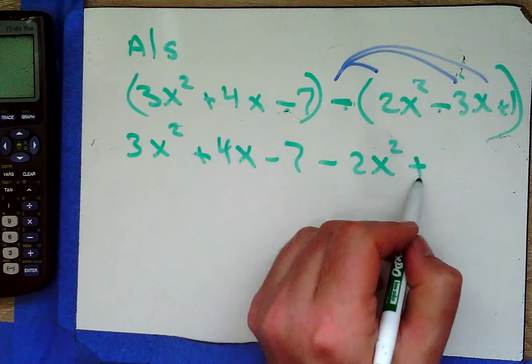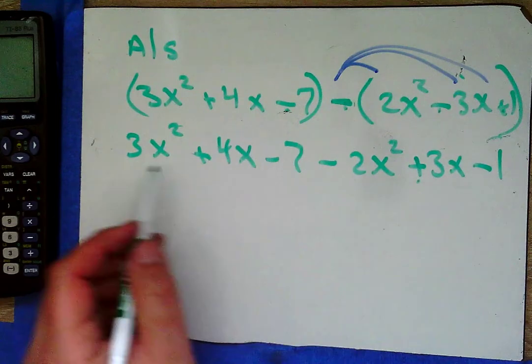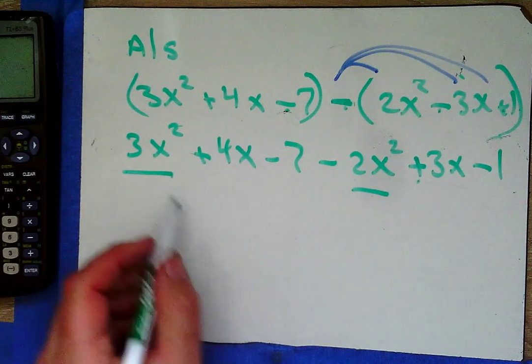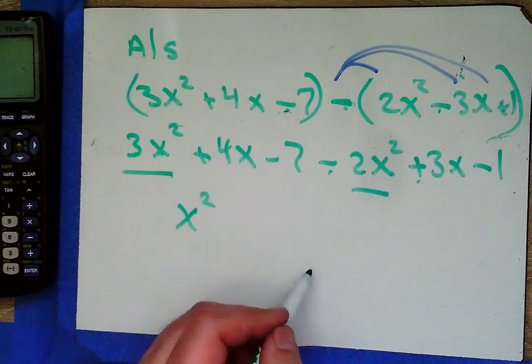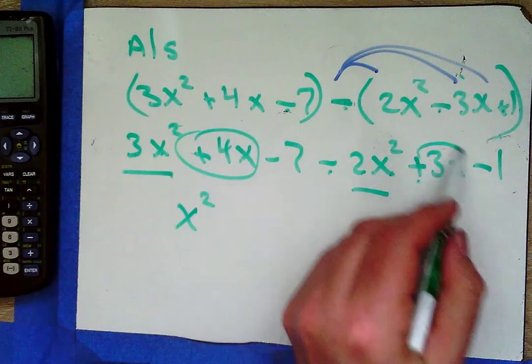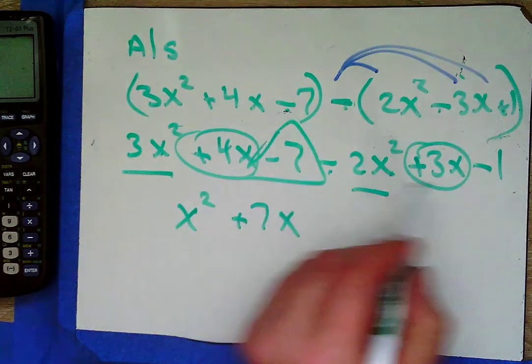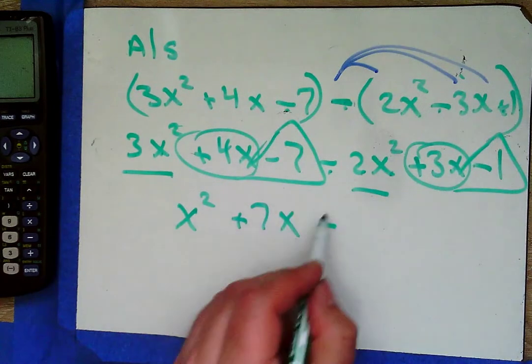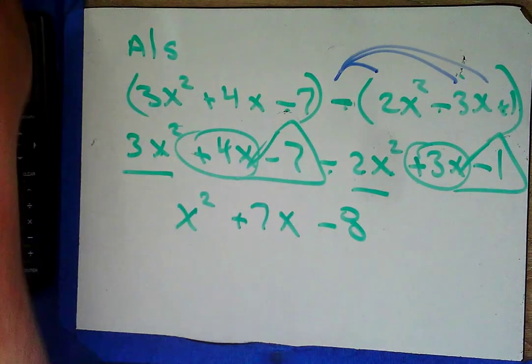Negative times negative is positive. Negative times positive is negative. We're still going to combine like terms. 3 of these minus 2 of these leaves me 1 of them. 4 of them plus 3 of them will be 7 of them. And minus 7 minus 1 will be minus 8. Okay, so you can do the next two.